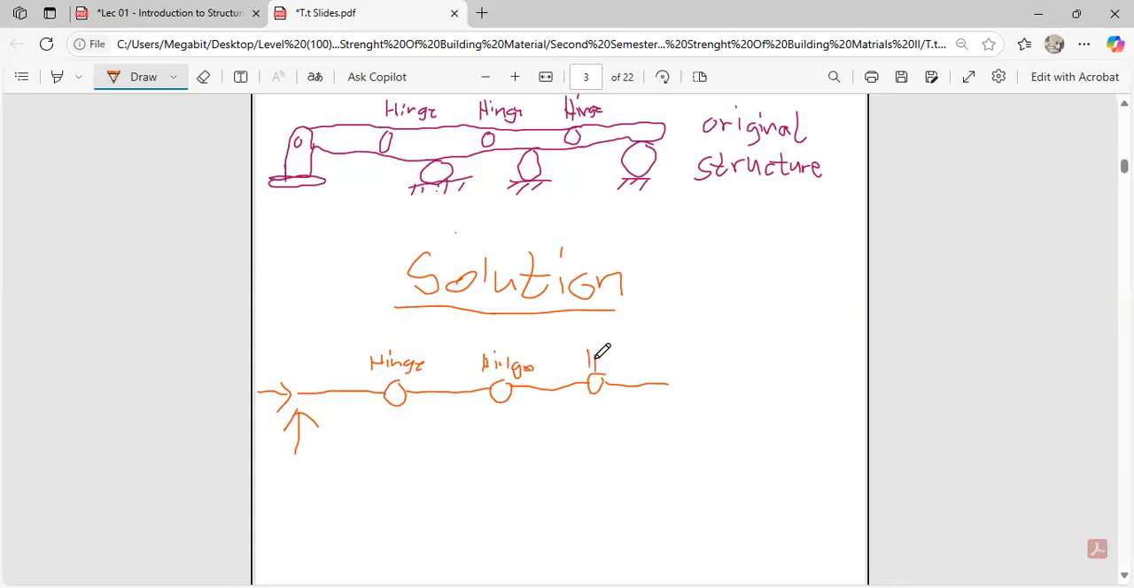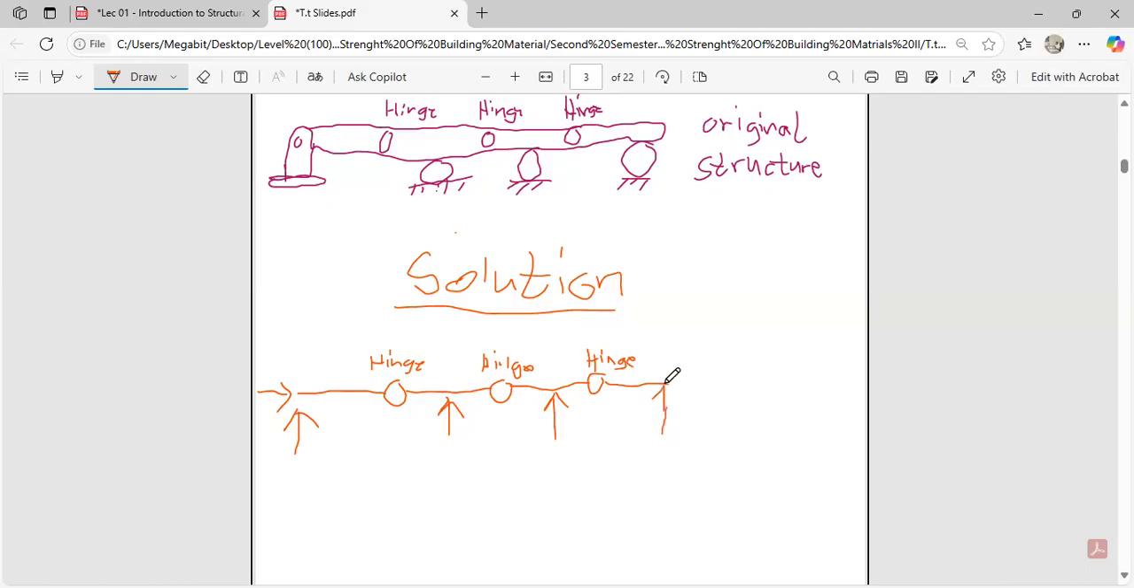And this is also your last hinge. Please don't get confused, they are all EC. They are all equations of condition. So this is your roller support over here. This is also another roller support. And this is the last roller support being placed over here.